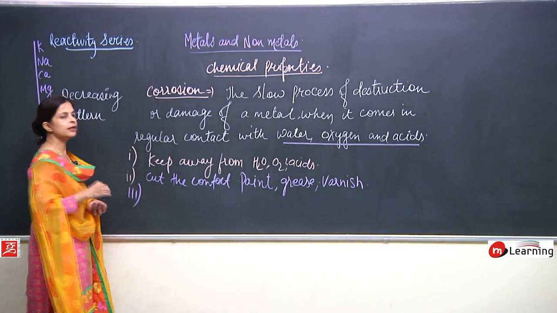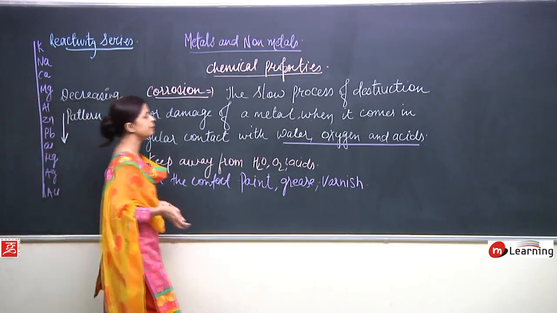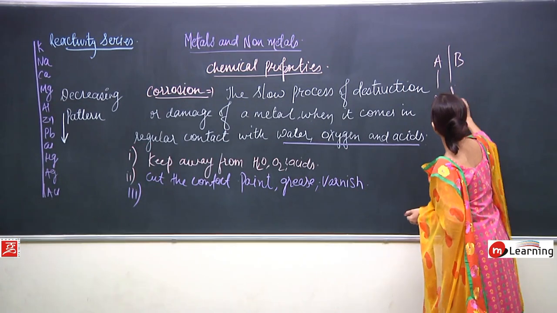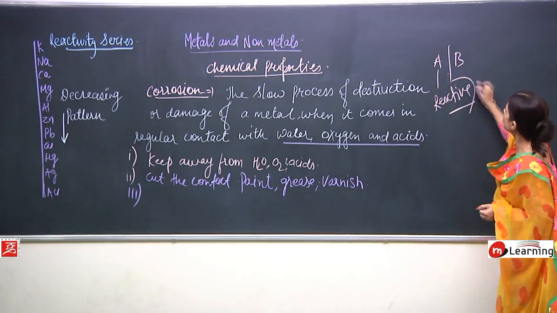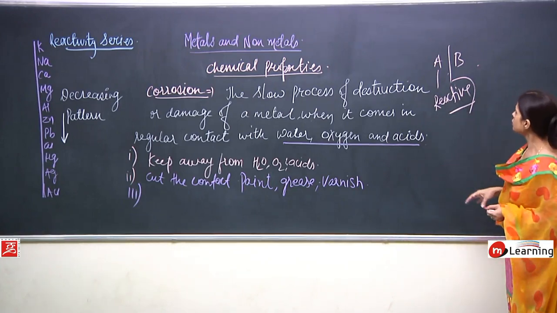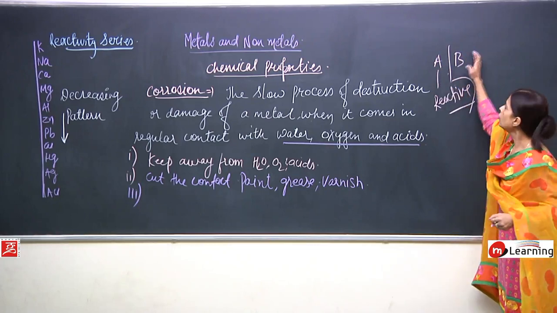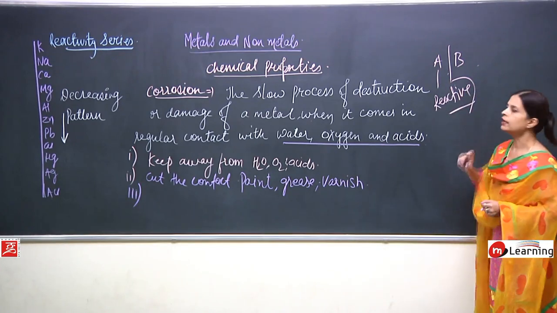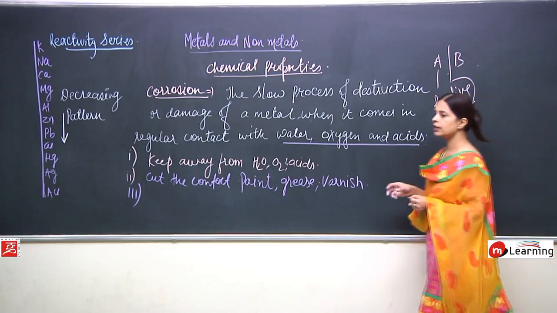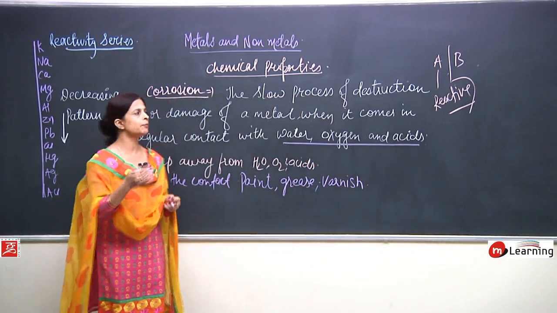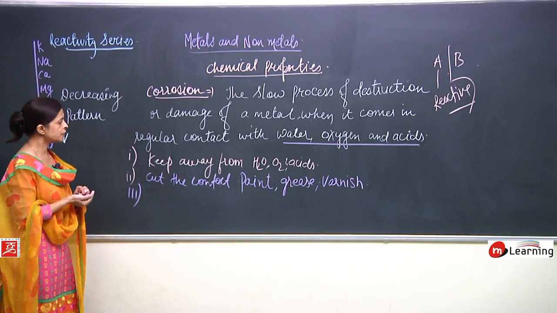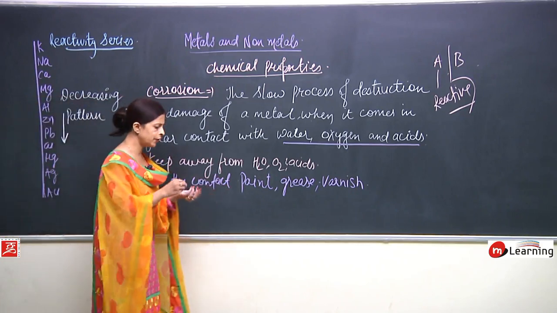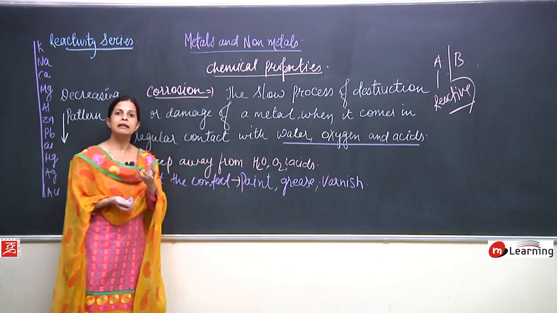Now next, suppose I am having two metals A and B. A is very reactive and B is not as reactive as A. So what is the best solution? We can cover the A, which is very reactive, with B. So what will happen? B will come in contact with all this, but it won't allow A to come in contact with all this. So we are going to read certain methods by which we can keep the metal safe from corrosion. First of all, keep away from water, oxygen and acids. How can we do it? Cut the contact, by using paint, grease or varnish.